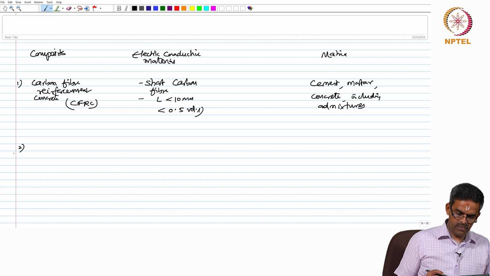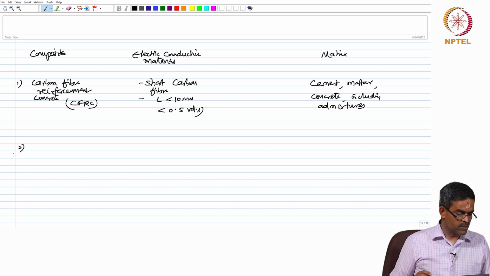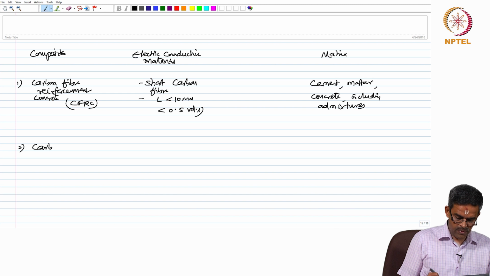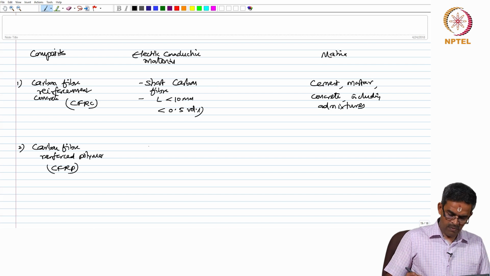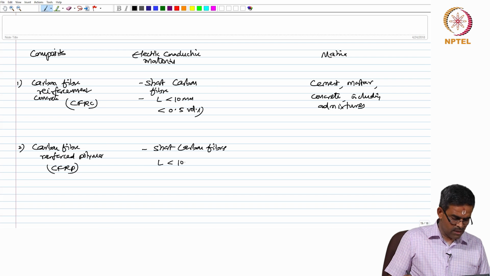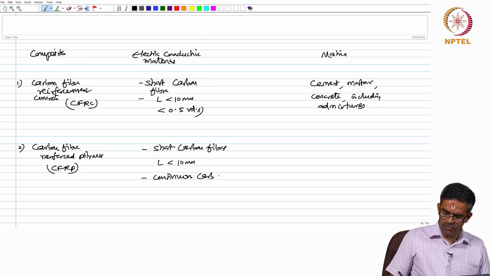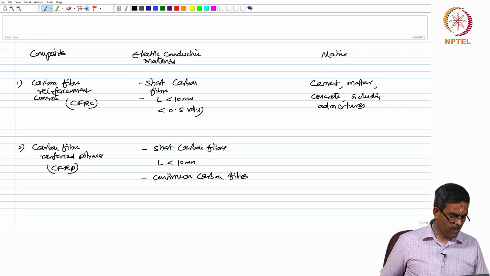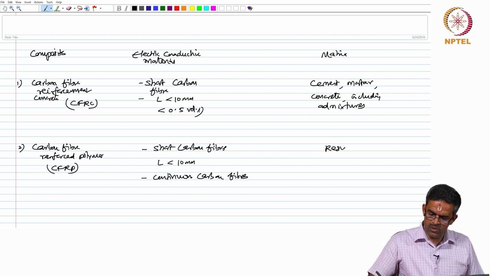The second kind of reinforced composite is carbon fiber reinforced polymer, CFRP, which again has short carbon fibers. The length is less than 10 millimeter. Sometimes it is also fabricated with continuous carbon fibers. The matrix agent used is resin and curing agent.